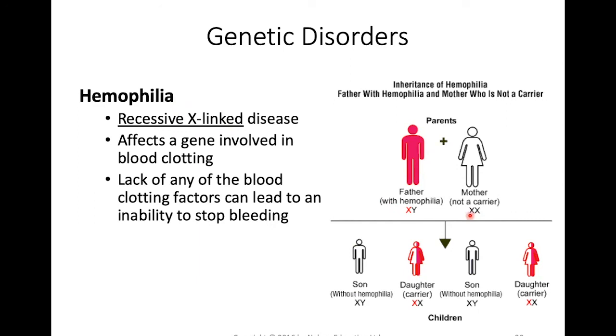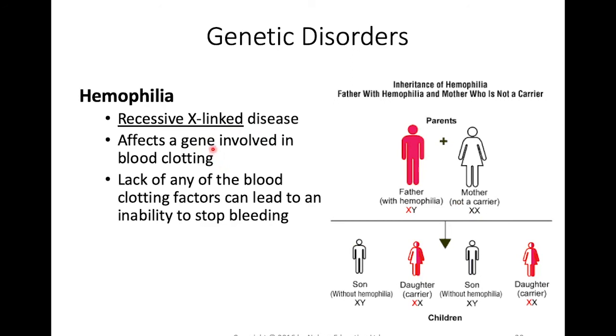And so hemophilia is one of those examples of a recessive X-linked disease. And this affects the gene involved in blood clotting. Specifically, there are 13 different clotting factors, 13 different proteins that all need to be activated one after another in order for the blood clotting cascade to occur properly.